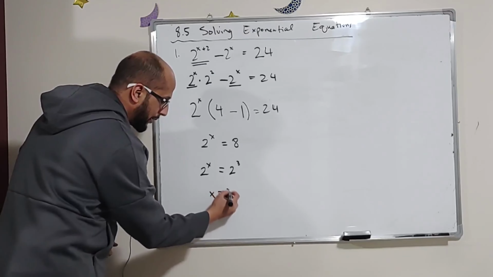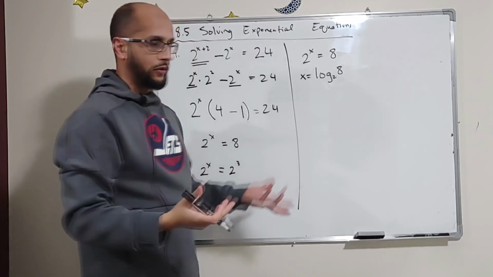Let's do it again. 2 to the power of x is equal to 8. Let's isolate the x, so turn it into log form. x is equal to log base 2 of 8. What does this mean? 2 to the power of what number will give me 8? Remember, this is going to be 3. Alternatively, if you try to solve this using a calculator, log base 2 of 8, you would just get 3.